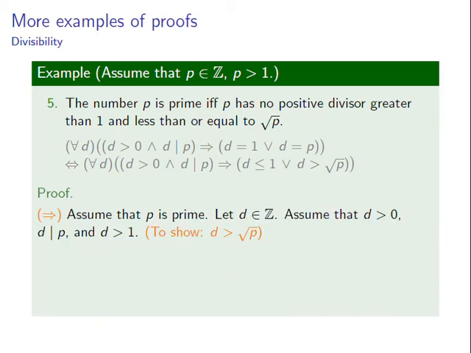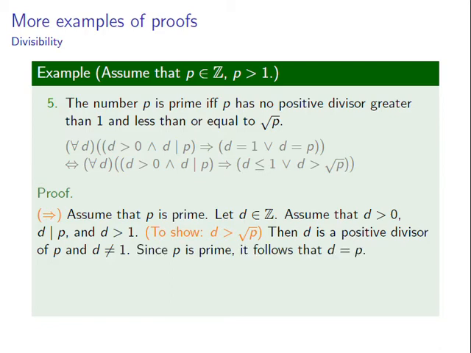We now show the proof. Assume first that p is prime. Let d be an integer and assume that d is greater than 0, d divides p, and d is not equal to 1. We need to show that d is greater than the square root of p. By the hypothesis, d is a positive divisor of p which is not equal to 1. Since p is prime, its only divisors are 1 and itself, so it follows that d is equal to p.